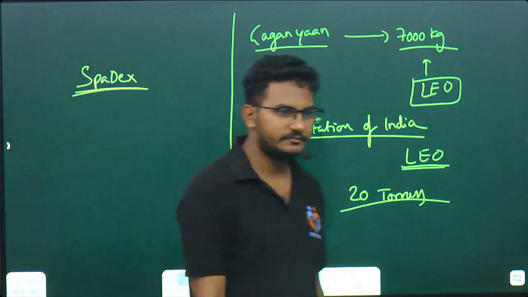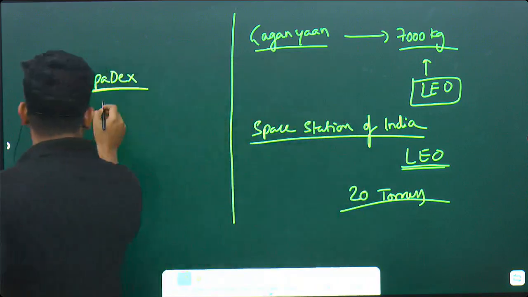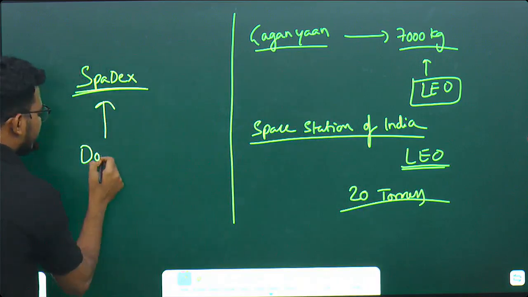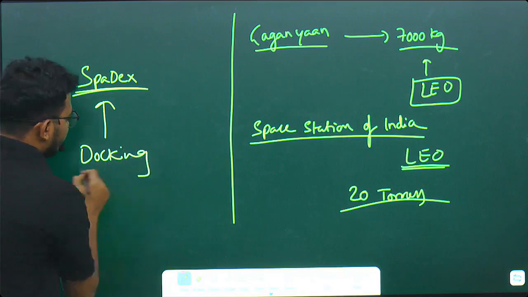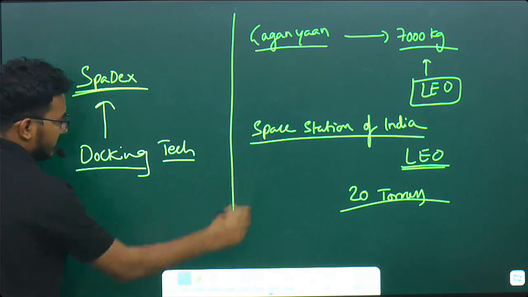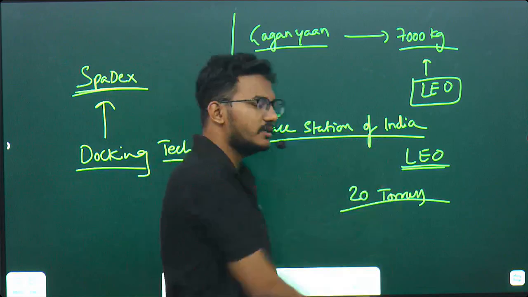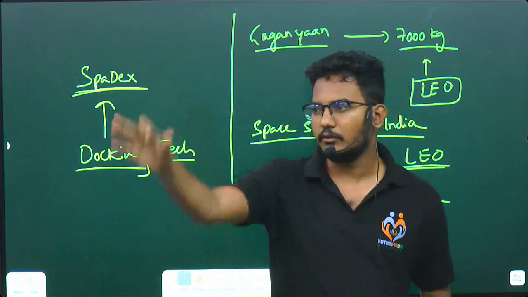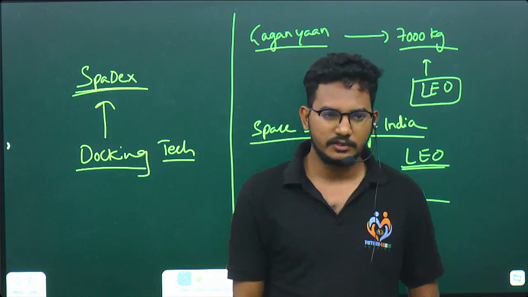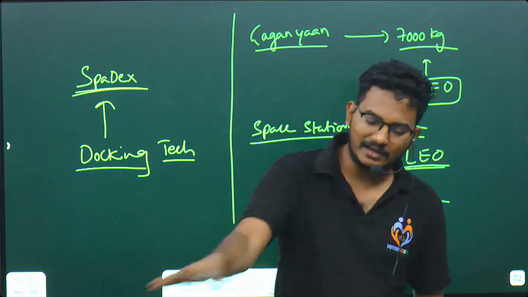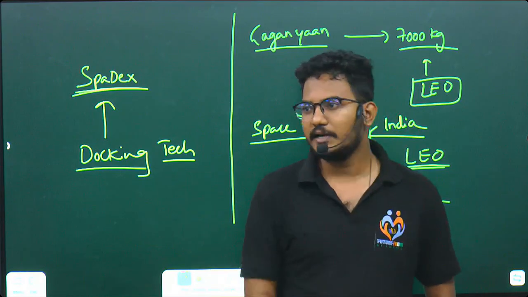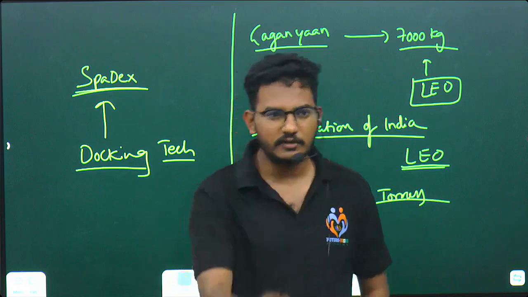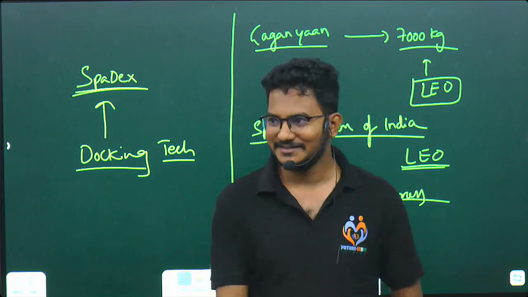Have you seen this? Okay. Here this is docking technology. Now we'll use this docking technology in the space station. Let's say a space station has 10 rooms. Now the total 10 rooms weigh 20 tons, so a single room will weigh 2 tons.